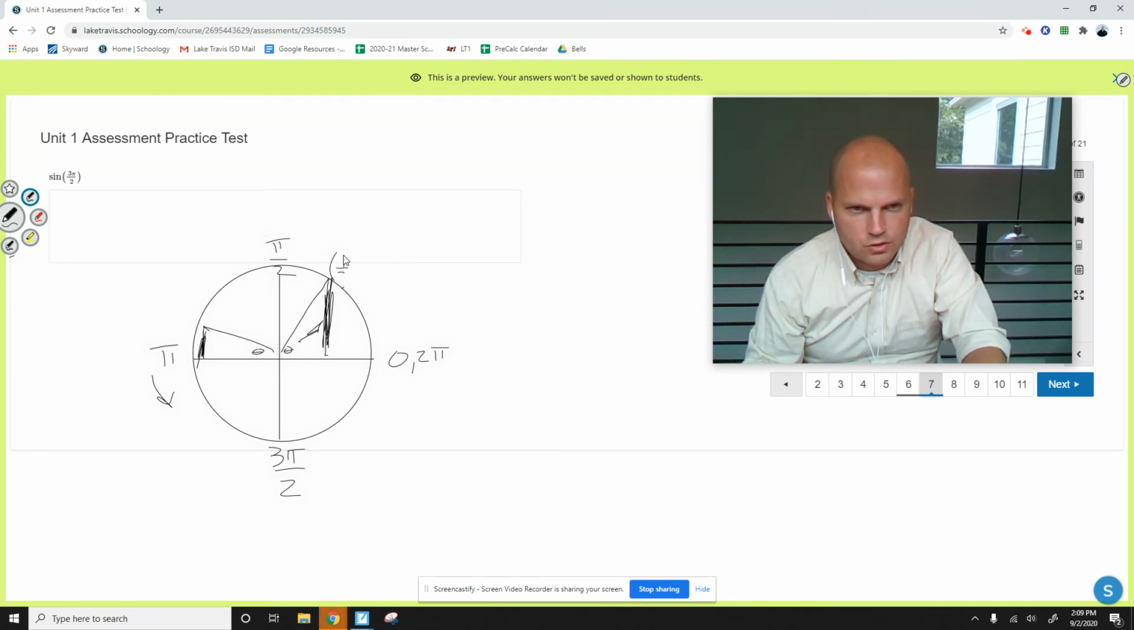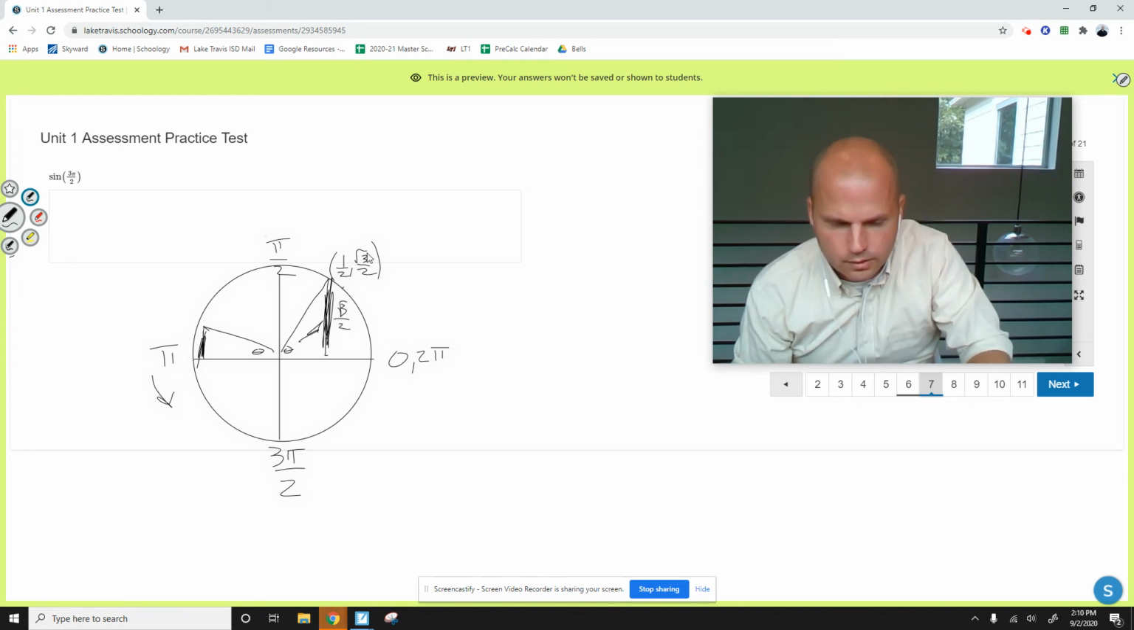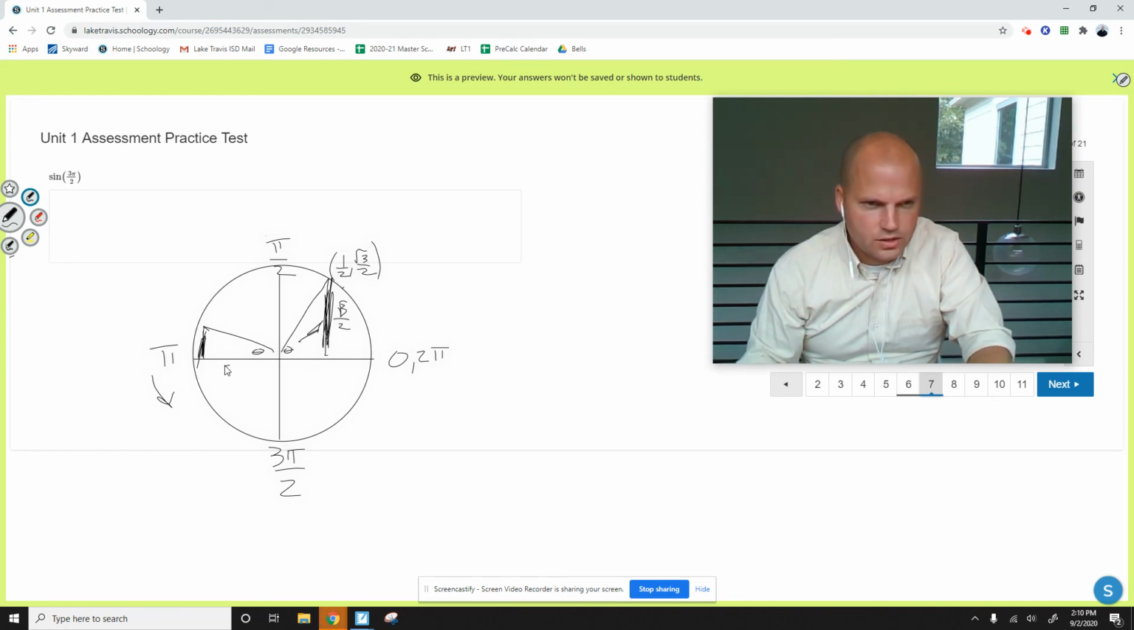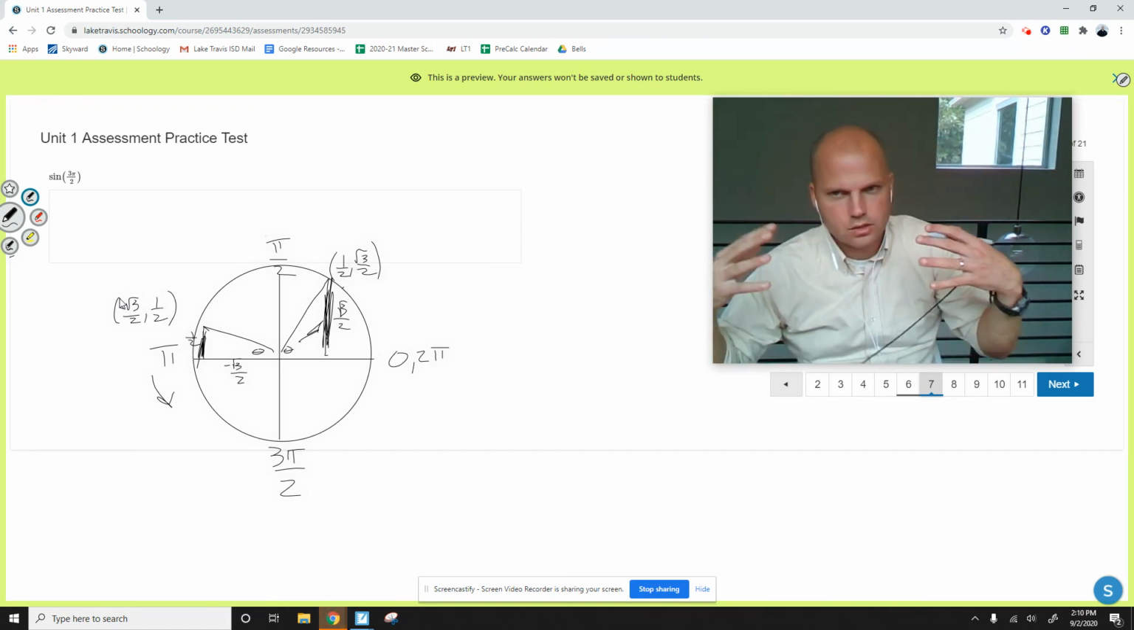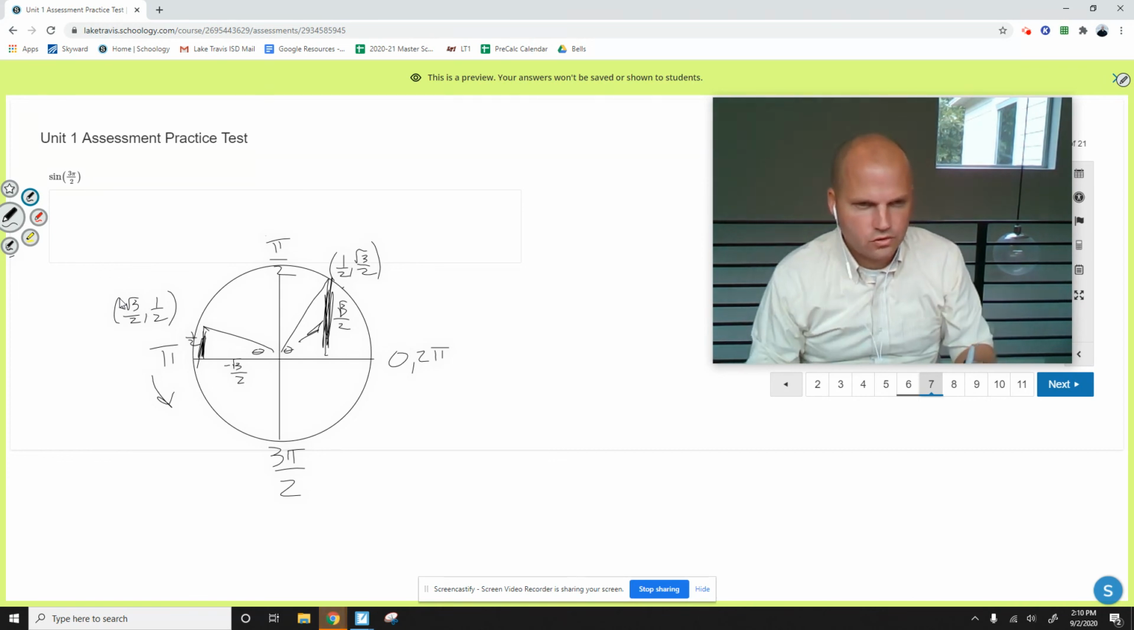Here, this is probably a pi over 3. This vertical distance is root 3 over 2. Well, root 3 over 2 is the y-coordinate here. Over here, this is probably a 5 pi over 6. So the sine of this is 1/2. Yeah, it's the y-coordinate at that point. Okay, so either vertical distance, opposites, y-coordinates.